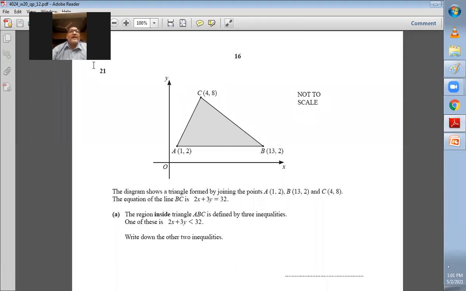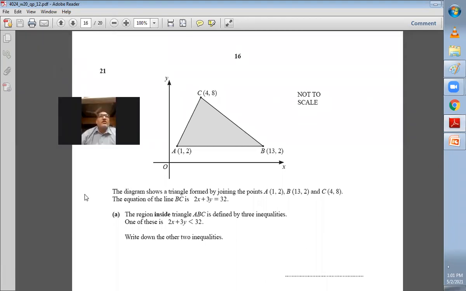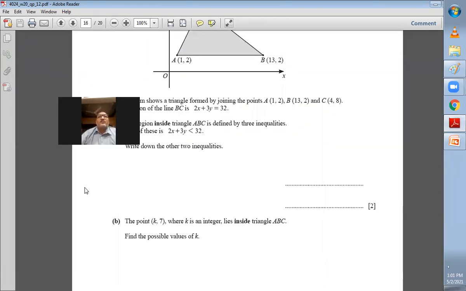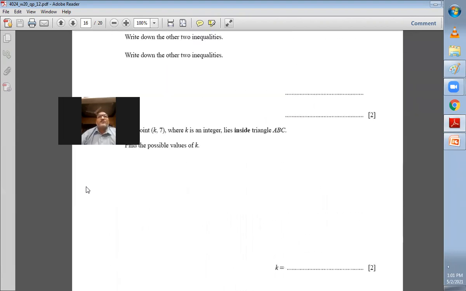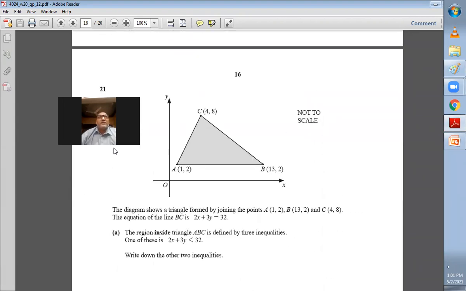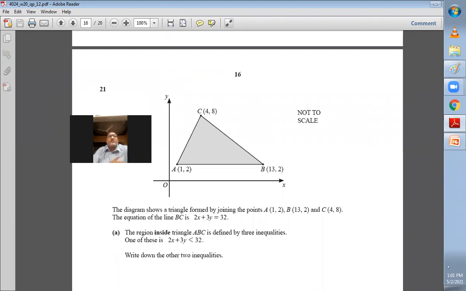So here we have question number 21 on your screen. It has two parts. So try to understand this question. Here we have A, B, C. The vertices are given. A's coordinates are 1, 2. B coordinates are 13, 2. C coordinates are 4, 8.